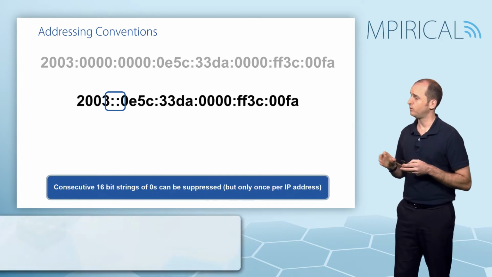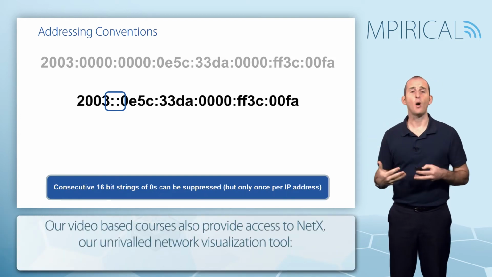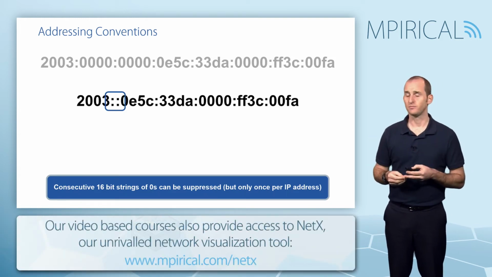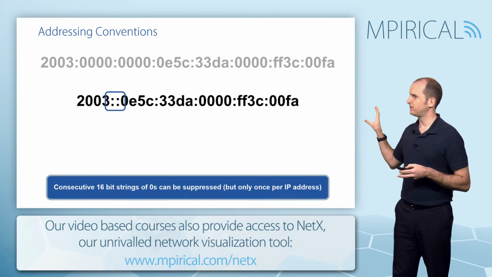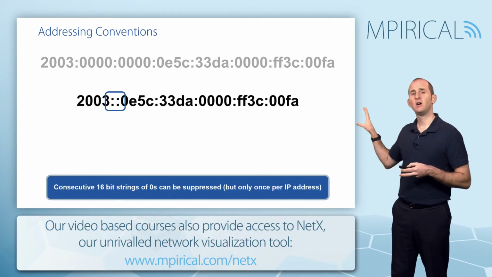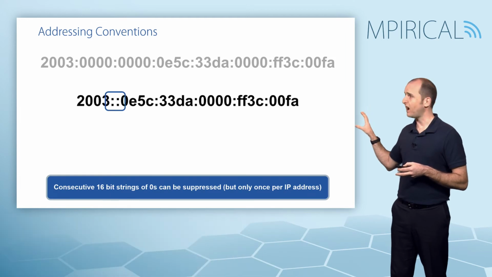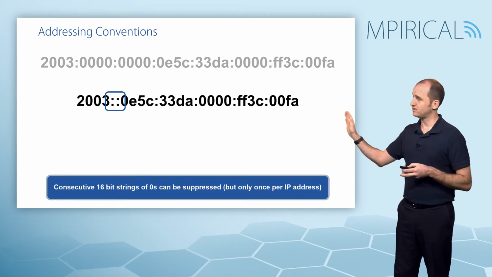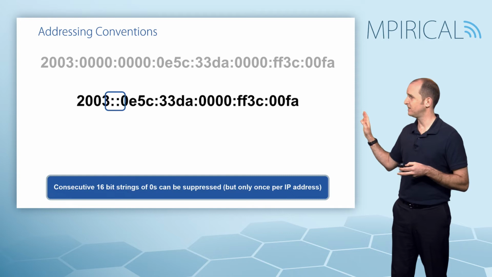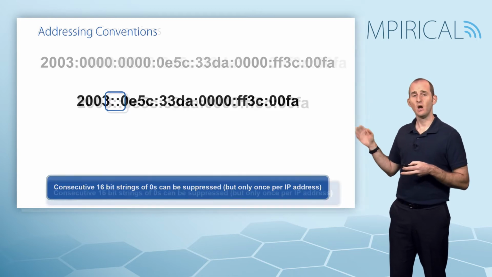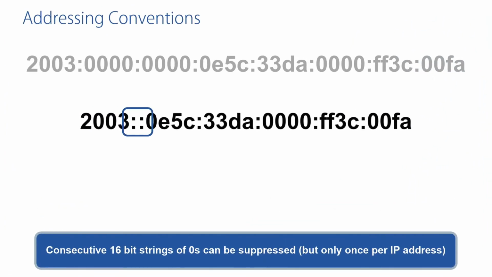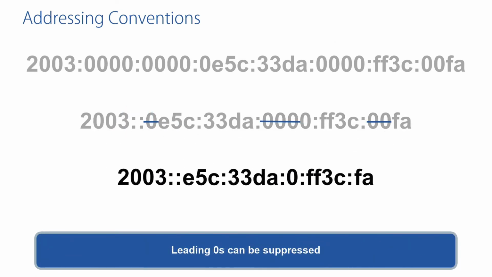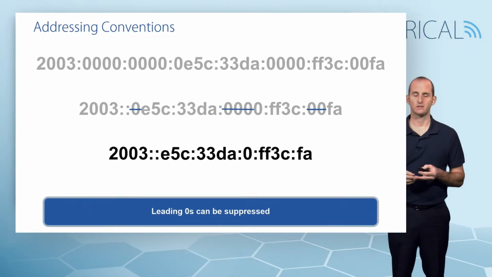Another technique we can actually use though is to drop leading zeros. So if you look at our address at this present time, a number of our 16-bit blocks start with a 0. So for instance, the second 16-bit block we can see 0E5C. Well, what we can do is drop the leading 0. So our address now turns into this address, and you can see which sets of zeros have actually been dropped as a consequence of that.